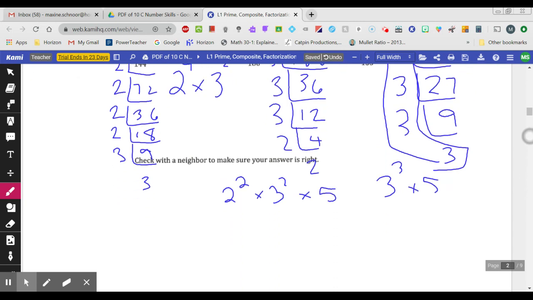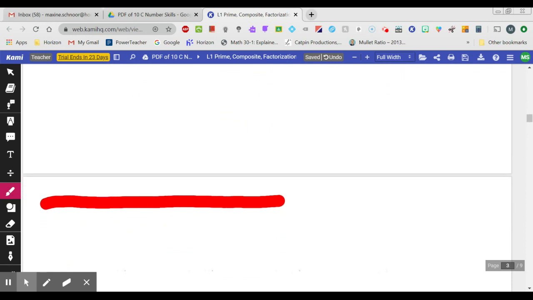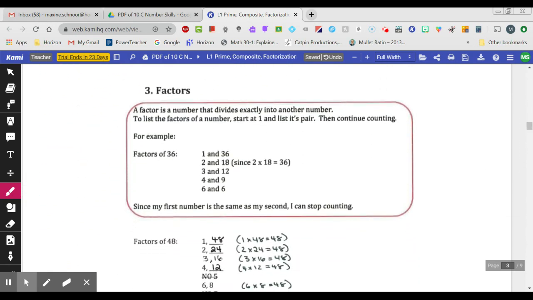Okay, so prime factorization. Now we're actually going to use prime factorization in about 3 more lessons in this unit. So prime factorization is actually going to take on a really big role for us. Okay, the next thing I want to talk to you about is factors. So we already talked about this with prime numbers. Factors are numbers that divide into other numbers evenly without leaving a remainder.